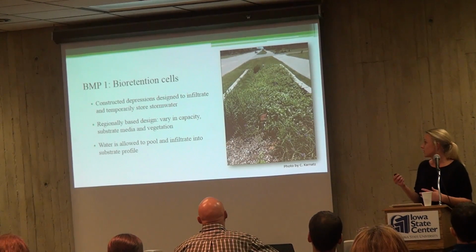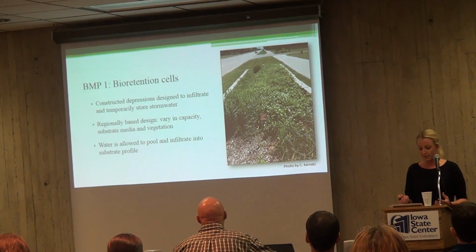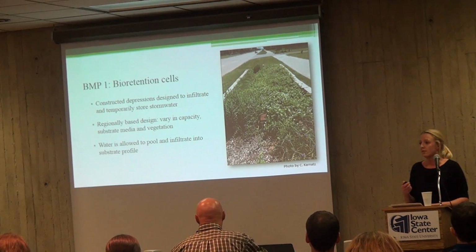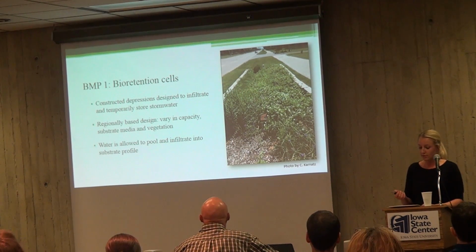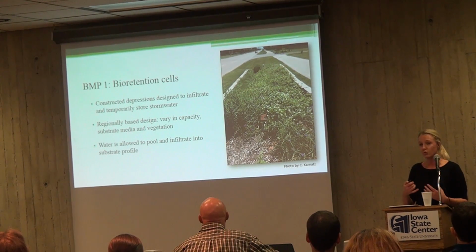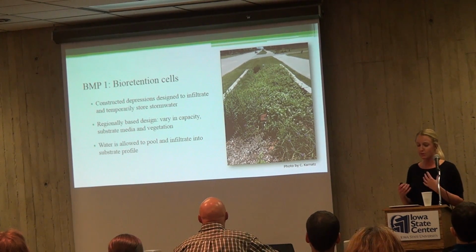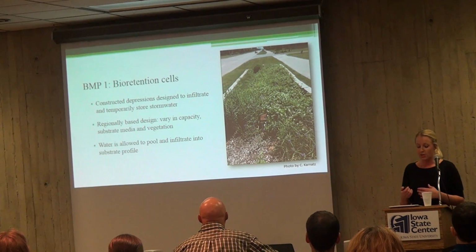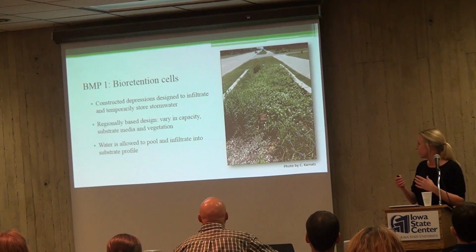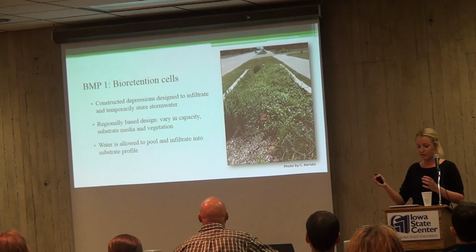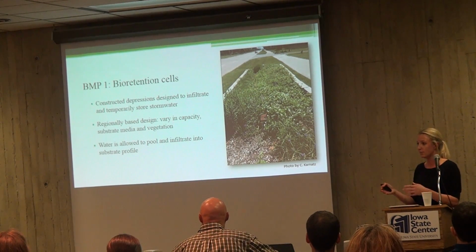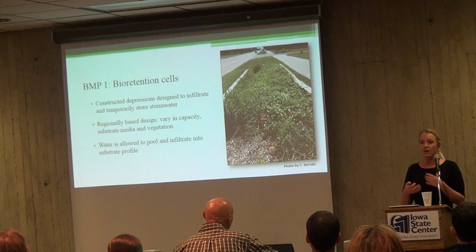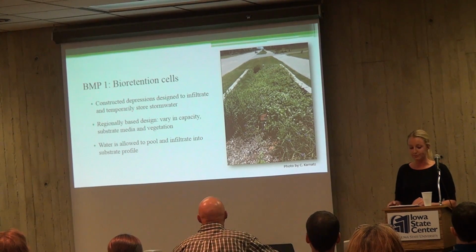The first of our practices that we assessed were bioretention cells. Bioretention cells are constructed depressions within the ground, and they are designed to infiltrate and store stormwater. Biocells are regionally based and vary in capacity, substrate media, and vegetation. They typically include a square or rectangular feature that has a rock chamber, a subdrain, a mulch layer, and an engineered soil mixture most often.